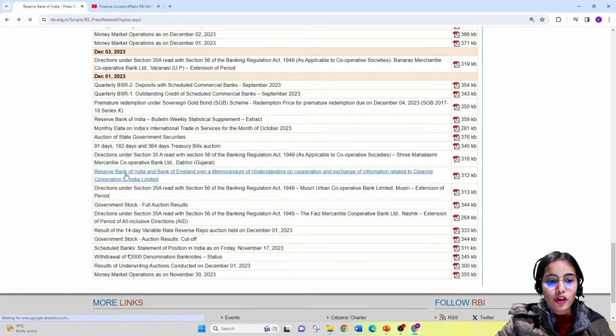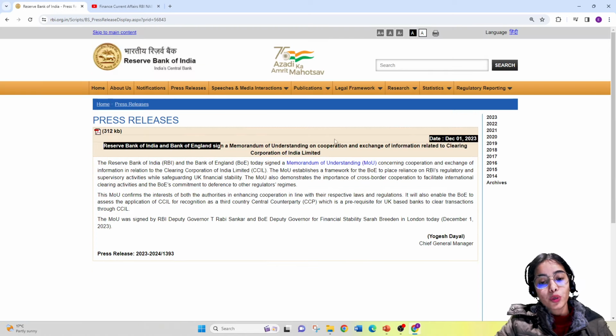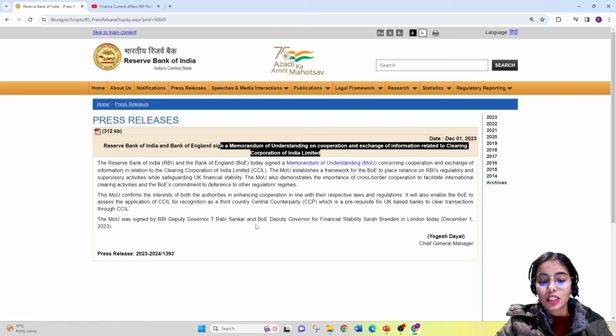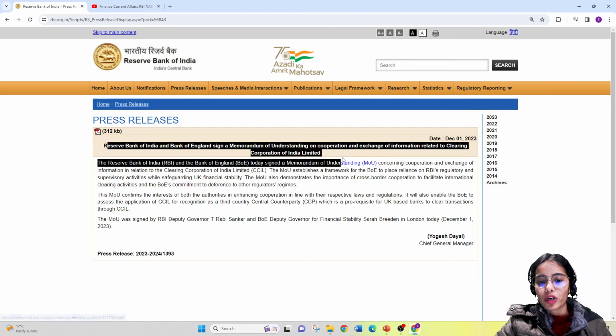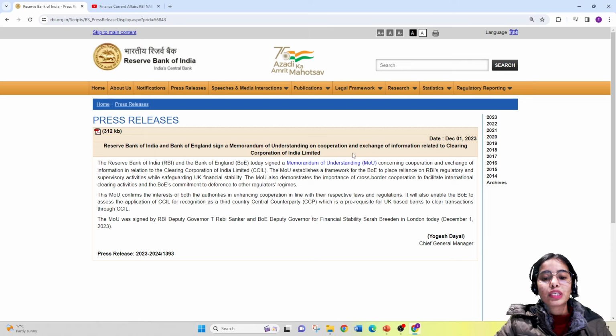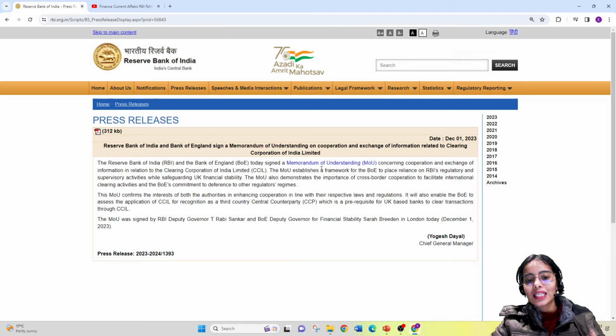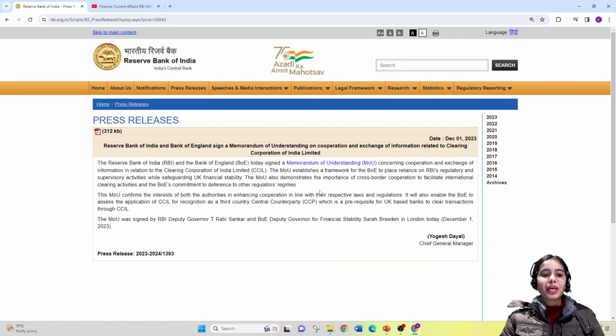Now, the Reserve Bank of India and Bank of England MOU happened. I have taken a complete session on this. This is a very, very important news article that you must know about. And how do you select that this is important? Because this is a once-in-a-year kind of scenario. The RBI does not do MOUs on a daily basis.